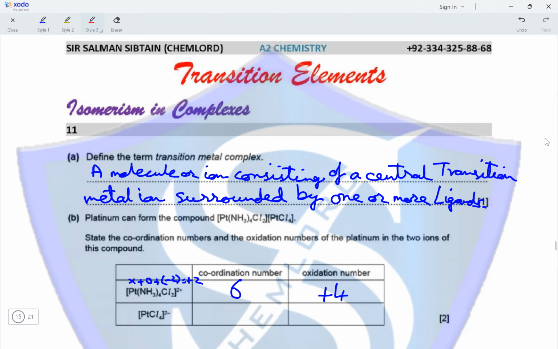Next, we have four chloride ions with a -4 charge. X minus 4 equals -2. So -4 on the other side becomes +4. +4 minus 2 gives us a charge of +2 for platinum in the second complex. And since there are four chloride ions surrounding platinum, which means there are four monodentate ligands, therefore the coordination number of platinum, or rather the coordination number of the complex here, is 4.